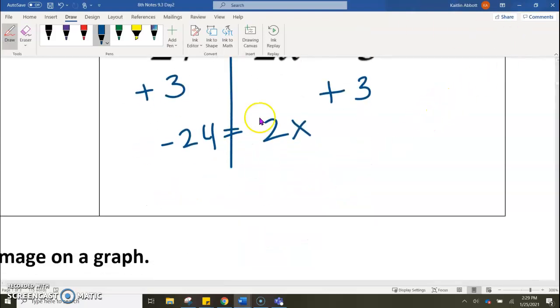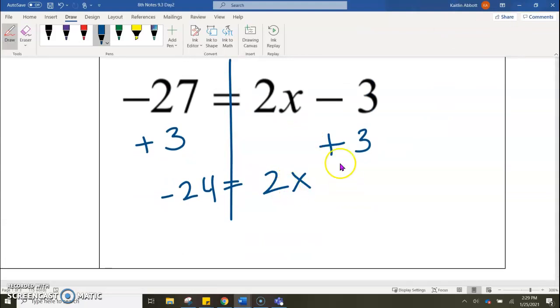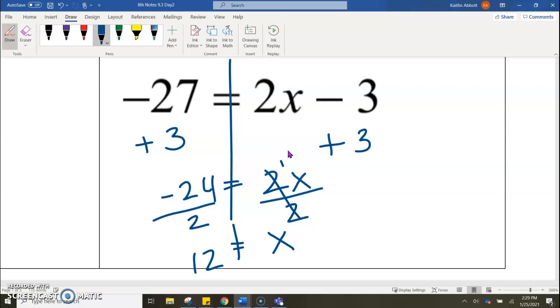Now we're not done. You got to get x all by itself. So I have to do the opposite of 2 times x, which is divide by 2. So 2 divided by 2, those cross out, give you 1. Whatever you do to one side, do the other, divide by 2. And so on this side, you're left with x. And -24 divided by 2 gets us 12. And negative divided by a positive gets you a negative. It's the final answer of -12. So hopefully you got something like that.